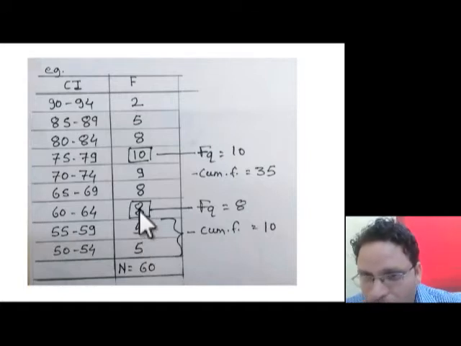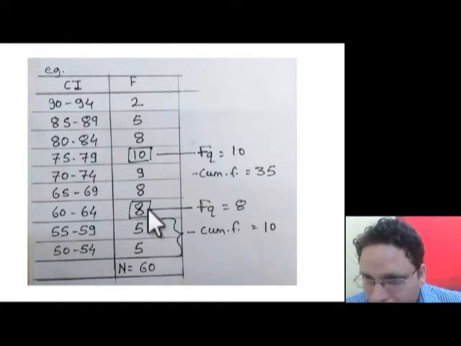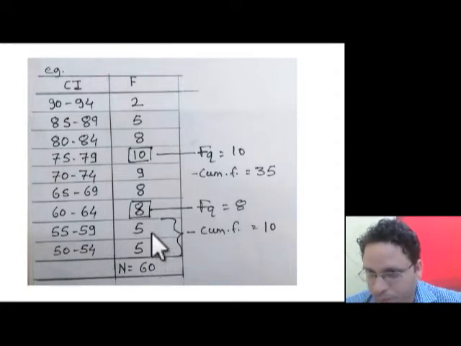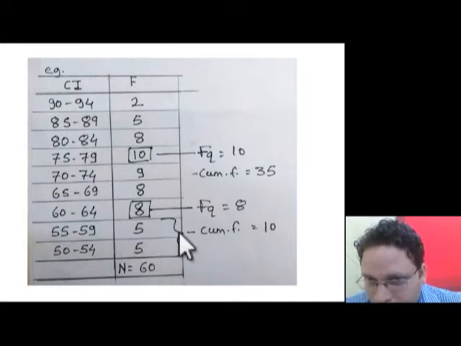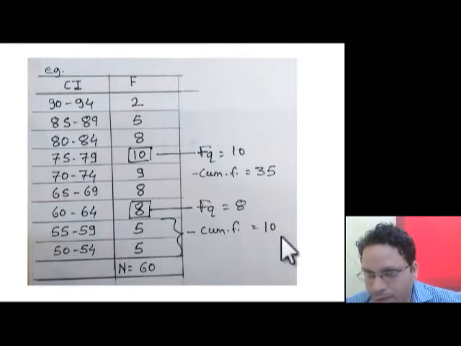So here our value of 15 is getting completed. That number we can consider, that is 8. It is our fq, and below fq, whatever numbers are there, just add those two numbers. It is 5 and 5, 10. It is our cumulative frequency.